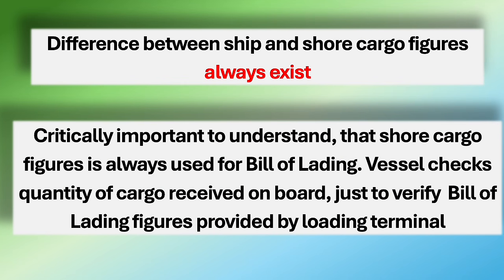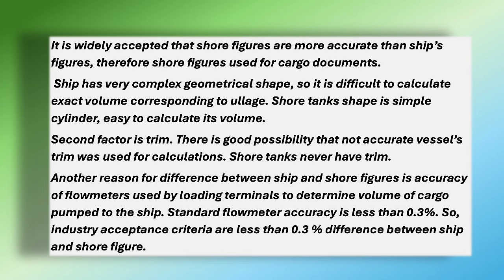Difference between ship and shore cargo figures always exists. It is critically important to understand that shore cargo figures are always used for the bill of lading. The vessel checks the quantity of cargo received on board just to verify the bill of lading figures provided by the loading terminal. It is widely accepted that shore figures are more accurate than ship's figures, therefore shore figures are used for cargo documents. A ship has a very complex geometrical shape, so it is difficult to calculate the exact volume corresponding to ullage. A shore tank's shape is a simple cylinder, easy to calculate its volume.